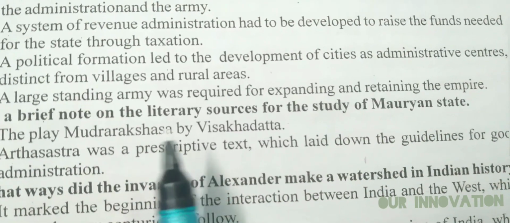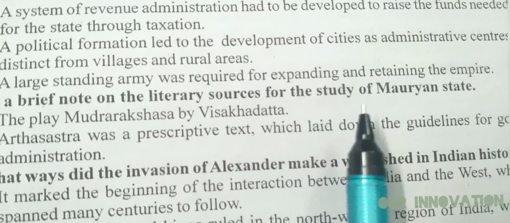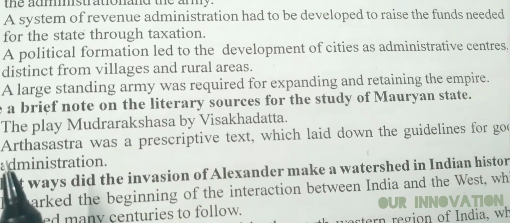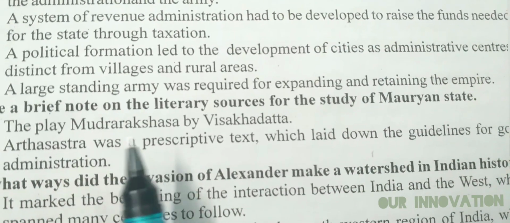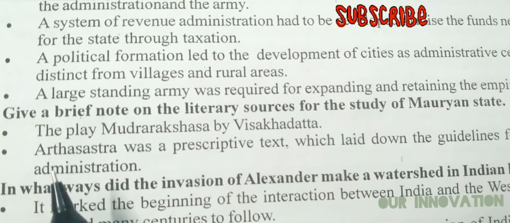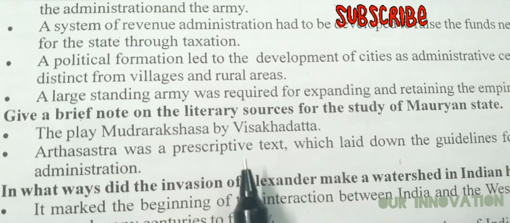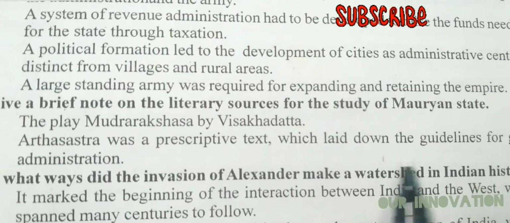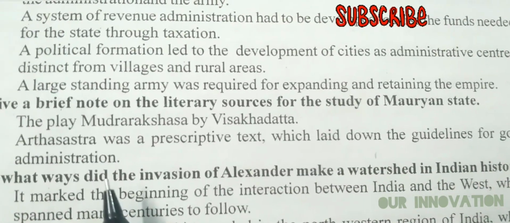Give a brief note on literary sources for the study of the Mauryan state. The play Mudrarakshasa by Vishakhadatta. Arthashastra was a prescriptive text which laid down the guidelines for good administration.